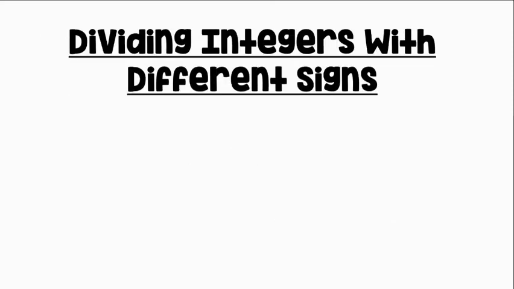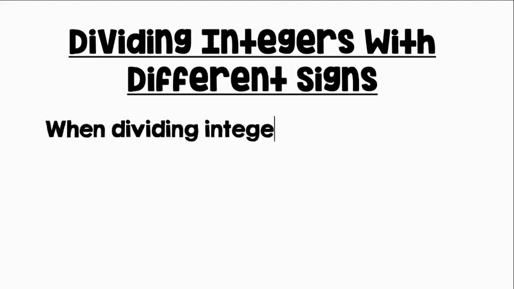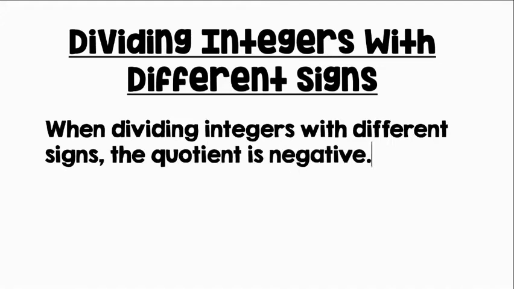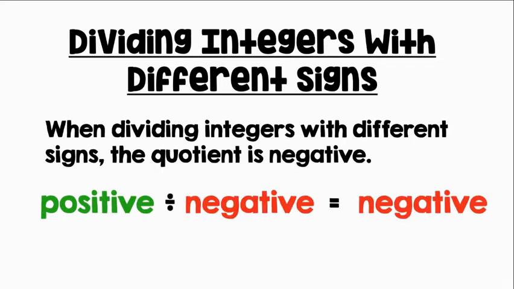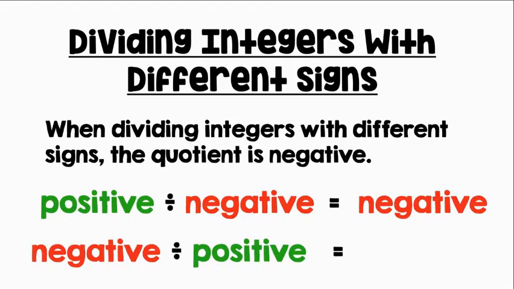Let's review our rule for dividing integers with different signs. When dividing integers with different signs, the quotient is negative. For example, a positive divided by a negative equals a negative, and a negative divided by a positive equals a negative.